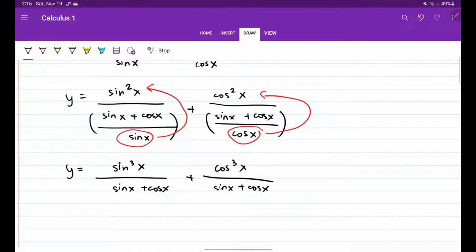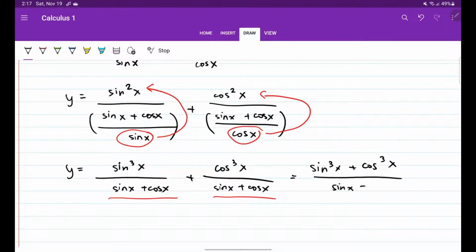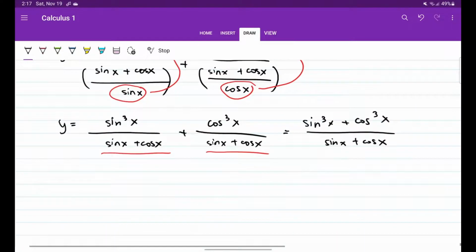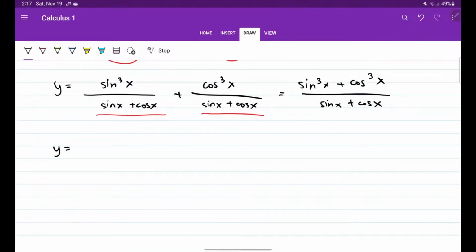Okay? And now, they have the same denominator. So, pwede natin sila i-combine into sine cube x plus cosine cube x all over sine x plus cosine x. Okay? So, wala tayong any identities for sine cube x plus cosine cube x. So, hindi siya katulad ng sine squared plus cosine squared equals 1. No? So, ang pwede natin gawin dito is to try and factor. No? So, alam natin, x cubed plus y cubed is x plus y times x squared minus xy plus y squared. Tama? So, we can try to factor it.